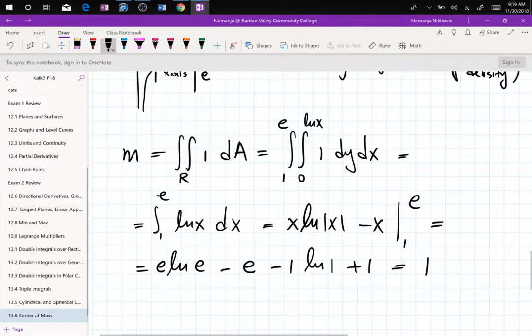Because ln e is 1, then e minus e is 0. Ln of 1 is 0. So all we have is 1 at the end. So mass is 1.